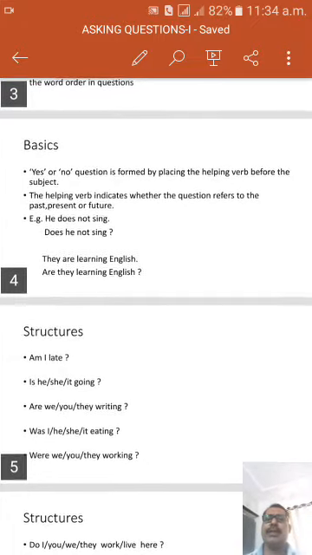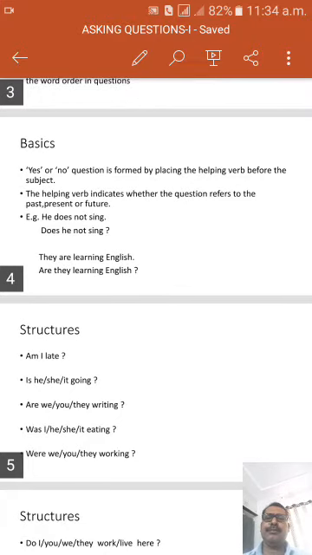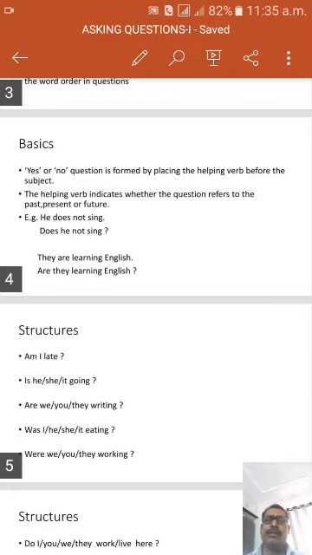The example is, he does not sing. This is the statement. Does he not sing? Question. See the word order. They are learning English. Are they learning English? See the word order. So in the first example, the question is beginning with does.